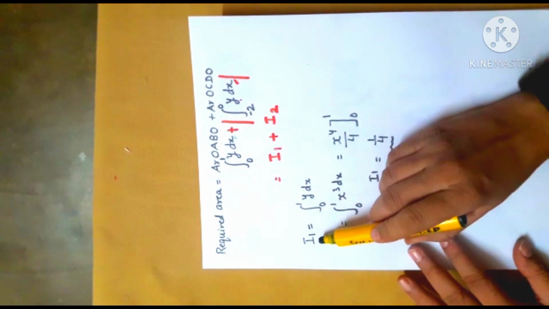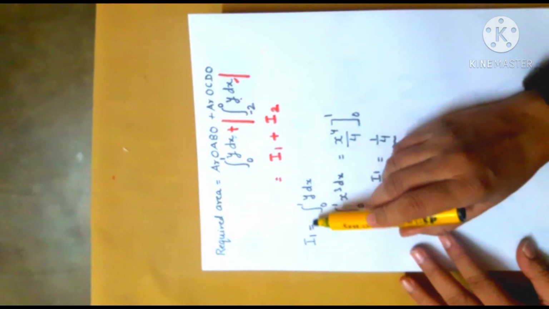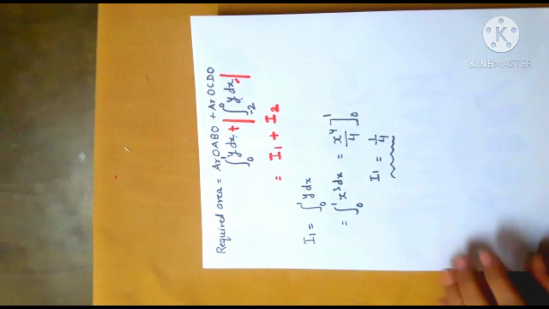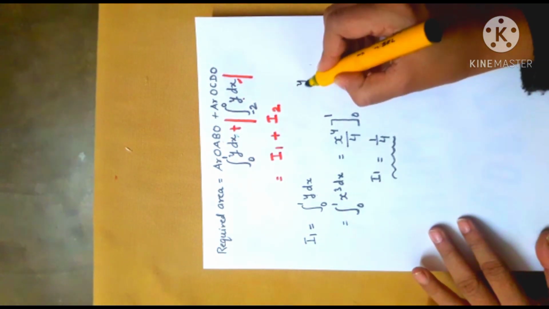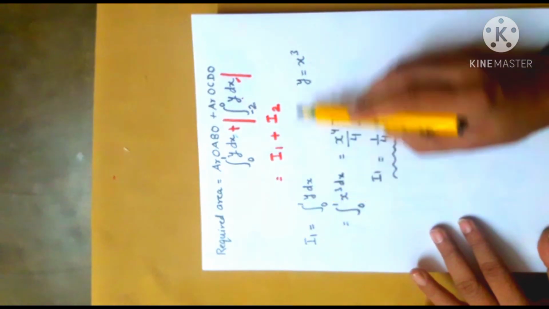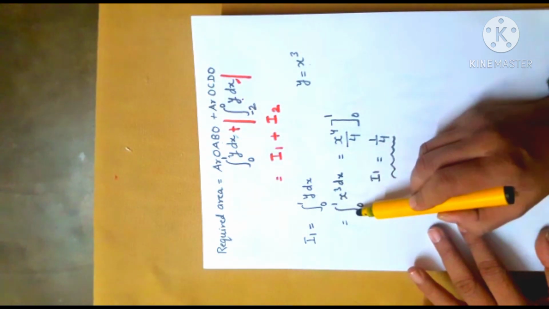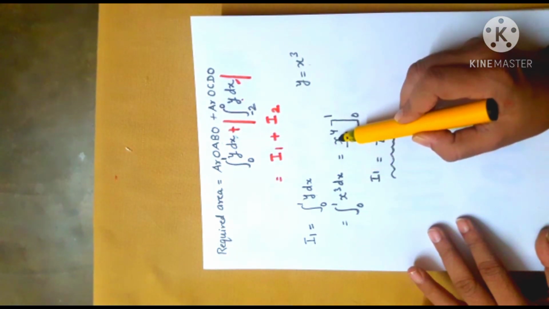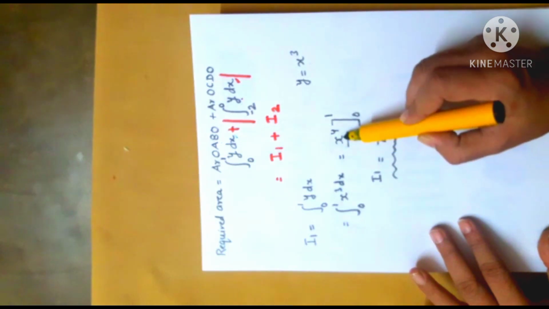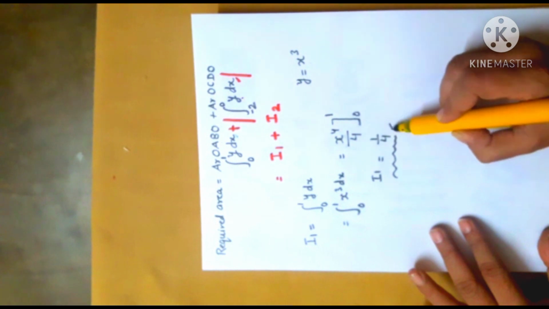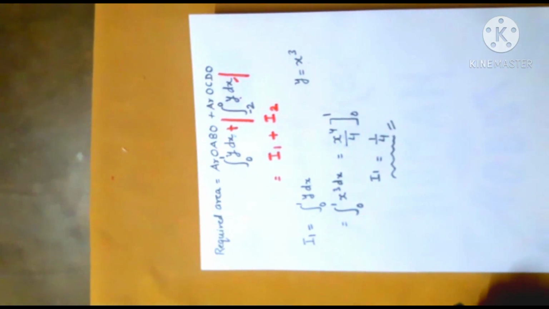Now first I'll evaluate I1, which is equal to integral y dx from 0 to 1. Right? Now equation of the curve is y equals x cube. So I'll replace y with x cube. So I'll get integral x cube dx from 0 to 1. And integral is x to the power 4 over 4 from 0 to 1. So I1 is equal to 1 by 4.